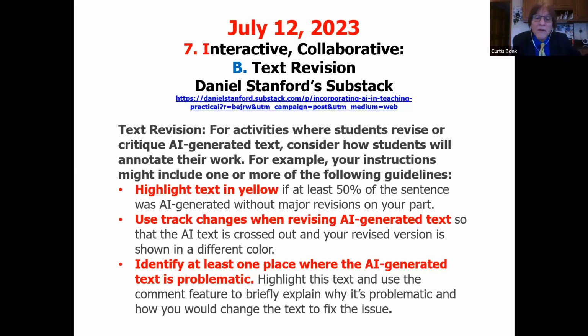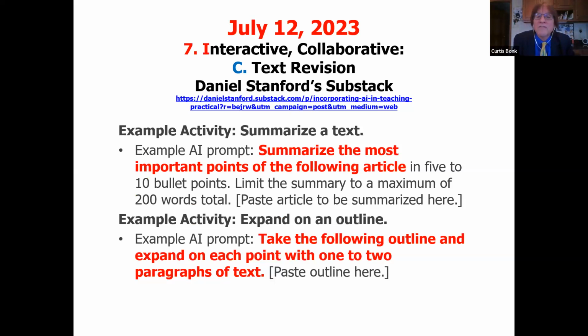Do something with it. Don't let it be a one-off activity. Come back to it, change it, maybe discuss it, and then do something more with it. Again, Daniel Stanford's Substack. Summarize a text. Summarize the most important points of an article or a book or a thematic issue of a particular special issue of a journal. Come up with bullet points. Limit the summary to a maximum of 200 words, he says. Then take the following outline and expand on it. Flesh out those paragraphs. So again, it's starter fodder for your brain to start working so it's not so squishy, right? Okay, get that brain working.